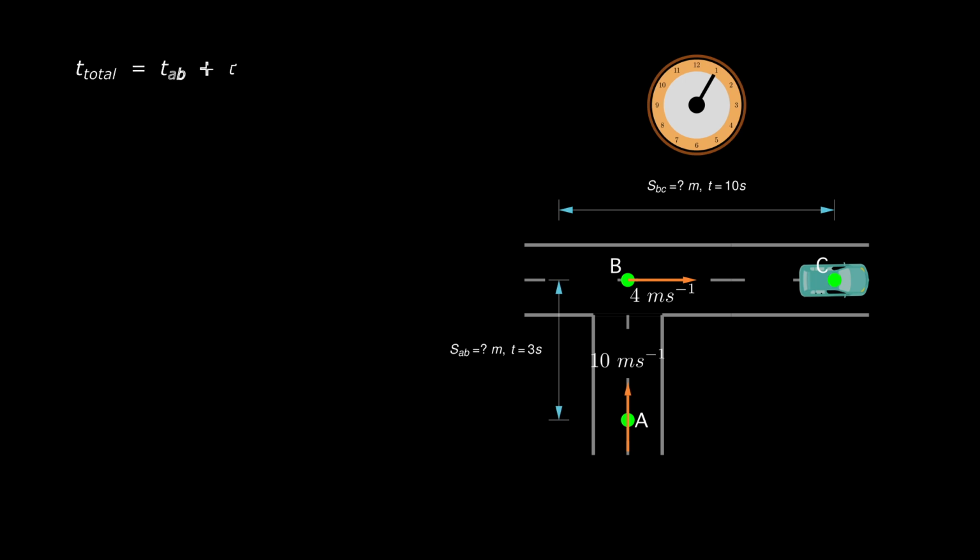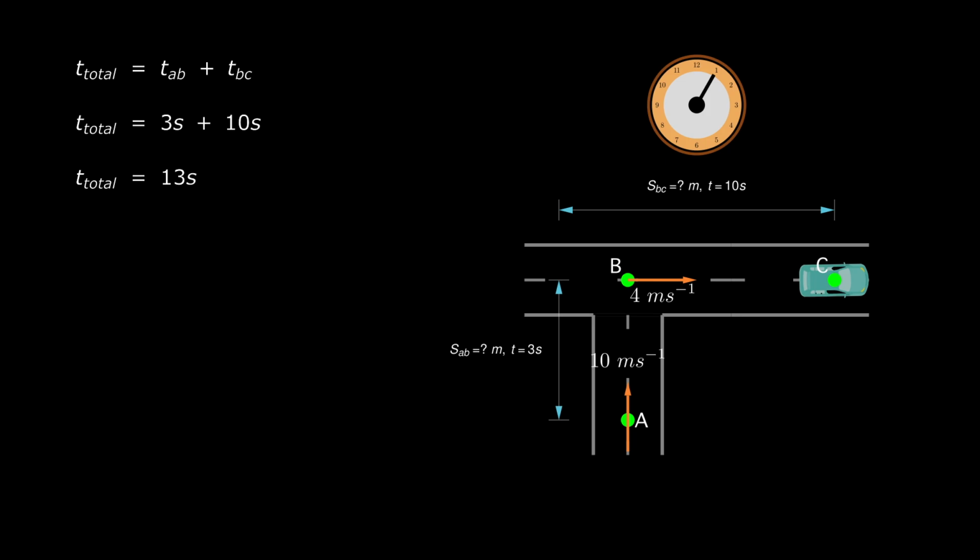First, we calculate the total time taken for the entire journey, which will be used to find both the average speed and average velocity. The total time is the sum of the time taken to travel from point A to point B, and from point B to point C. The vehicle takes 3 seconds to travel from A to B, and 10 seconds to travel from B to C, giving us a total journey time of 13 seconds.